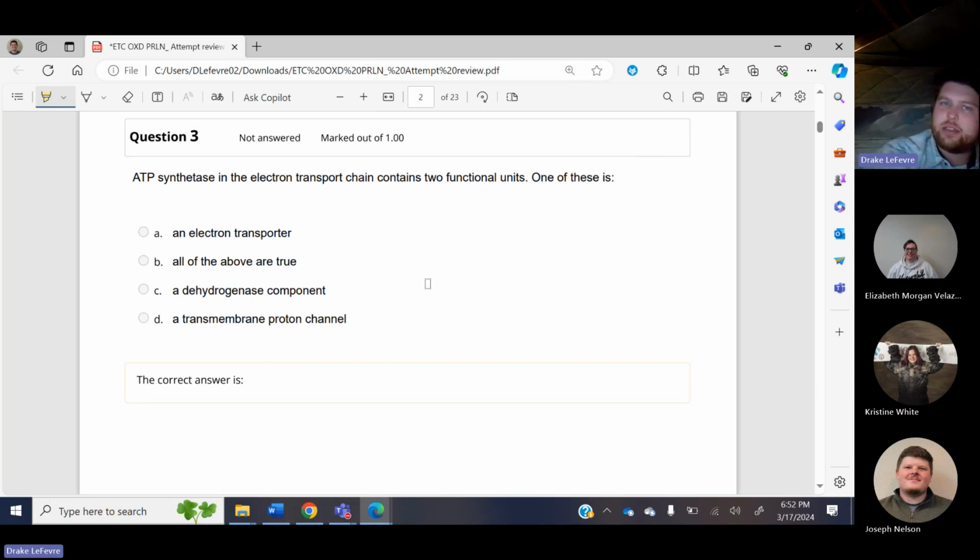ATP synthetase in the electron transport chain contains two functional units. One of these is an electron transporter, or all of the above are true, a dehydrogenase component, or a transmembrane protein channel.